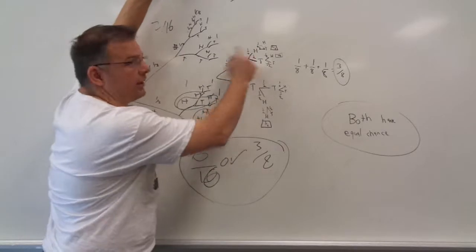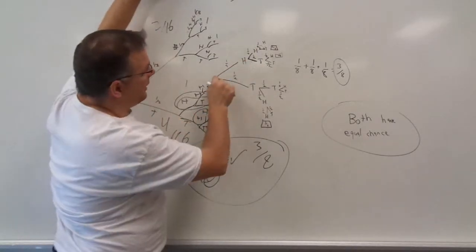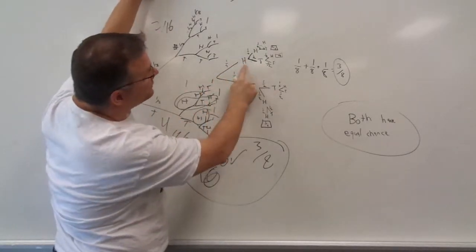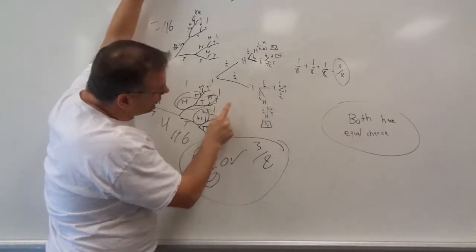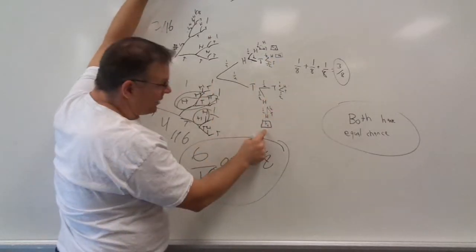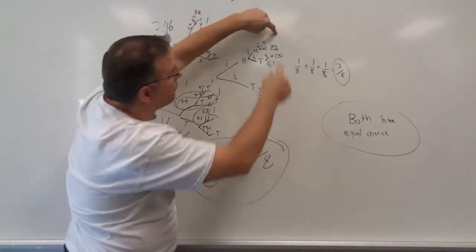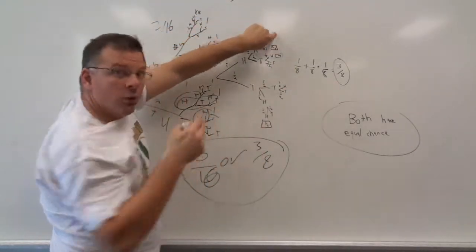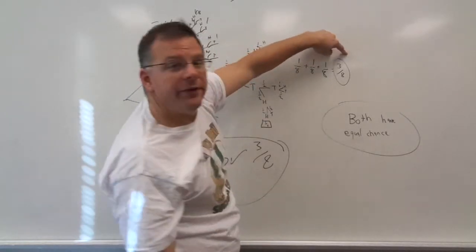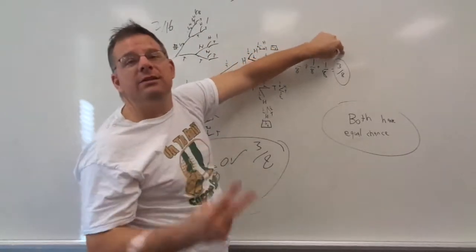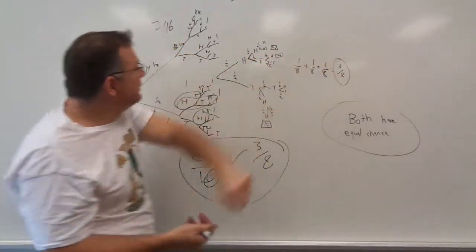Because 1/2 times 1/2 times 1/2. The next one that would work would be heads, tails, heads, which is 1/8. And then tails, heads, heads is 1/8. So we've got 1/8 or 1/8 or 1/8, and "or" means we add. So 1/8 plus 1/8 plus 1/8 is 3/8. There's a 3/8 chance of getting two heads if you flip three times.